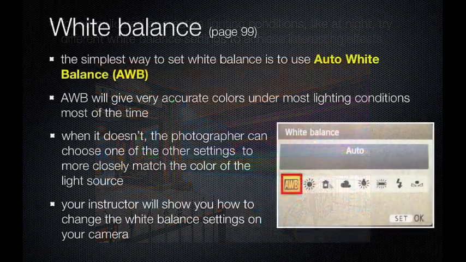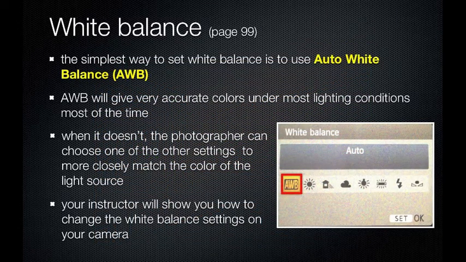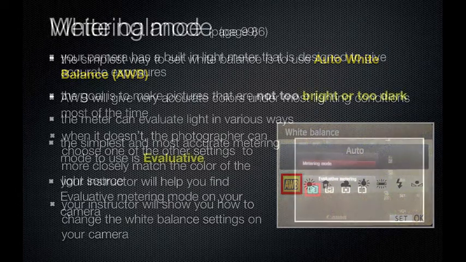Now, the simplest way to set white balance is to use auto white balance, or AWB. Auto white balance will give very accurate colors under most lighting conditions most of the time. But when it doesn't, the photographer can choose one of the other settings to more closely match the color of the light source. Your instructor will show you how to change the white balance settings on your camera.